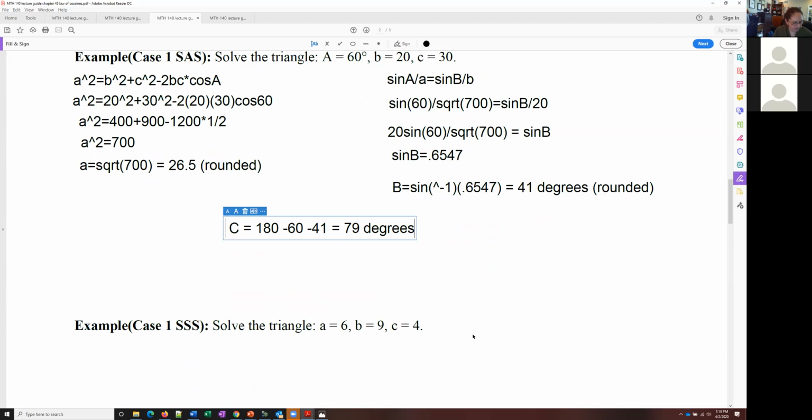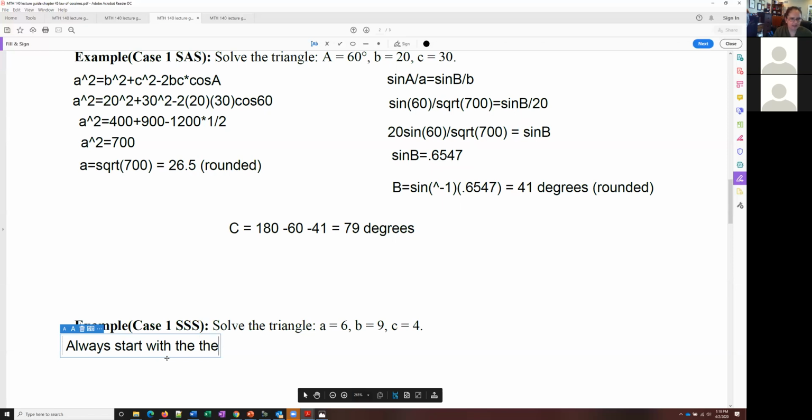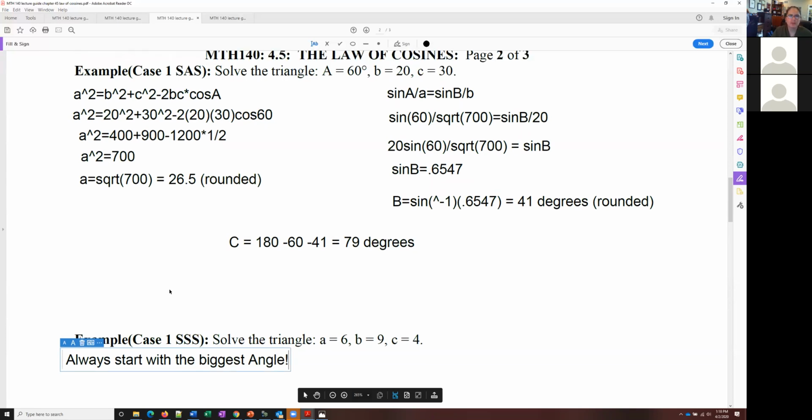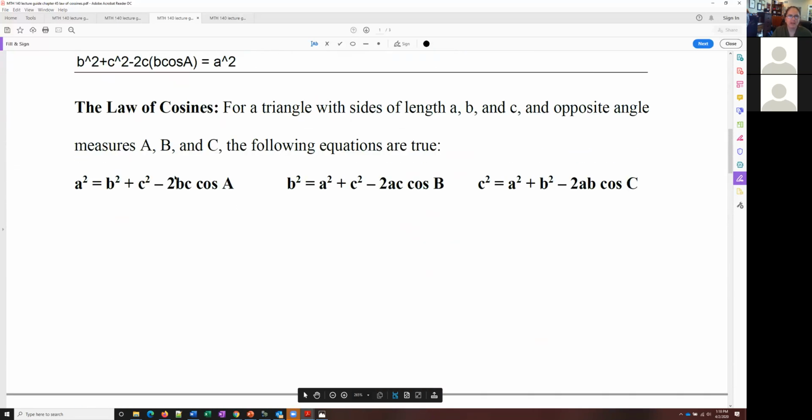Okay. For the next one, this time we don't know any of the angles. All we know are the sides. And when we know the sides, you always start with the biggest angle. Okay, so it might seem like we have three options here. But since side B is biggest, that tells us that angle B will be biggest.